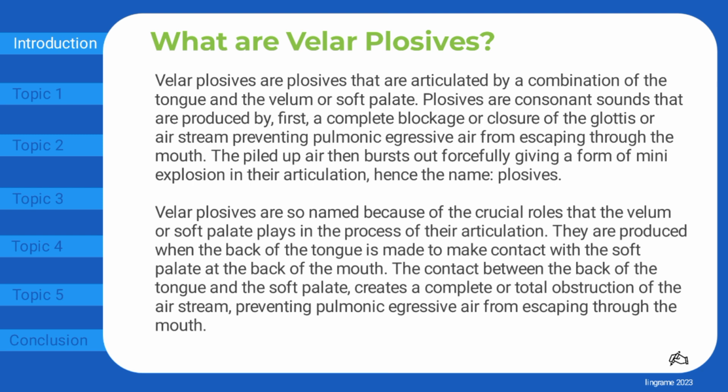plosives. Velar plosives are so named because of the crucial roles that the velar, or soft palate, plays in the process of their articulation. They are produced when the back of the tongue is made to make contact with the soft palate at the back of the mouth. The contact between the back of the tongue and the soft palate creates a complete or total obstruction of the airstream, preventing pulmonic egress of air from escaping through the mouth.